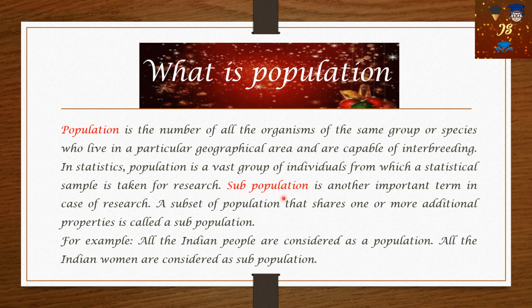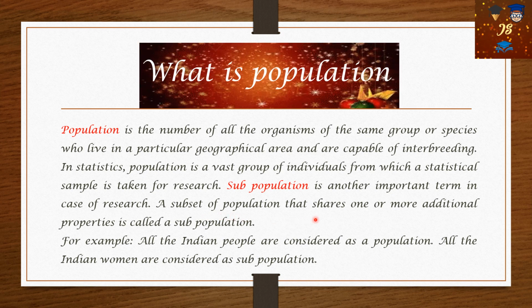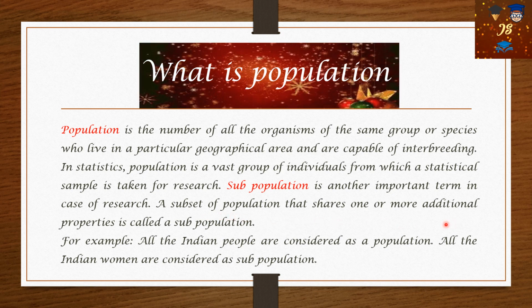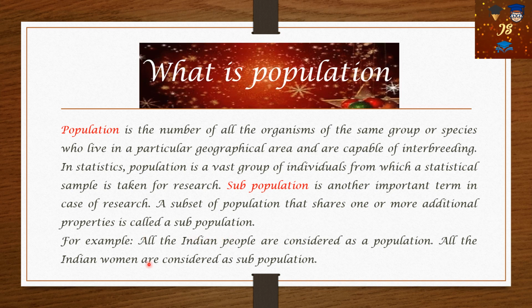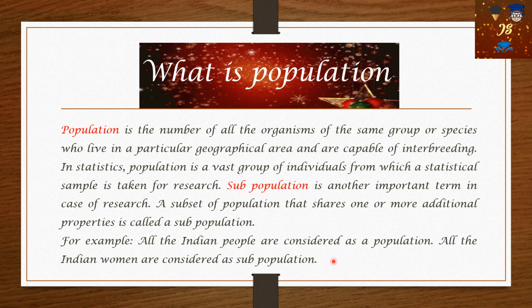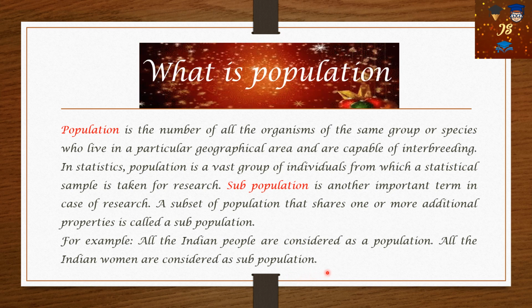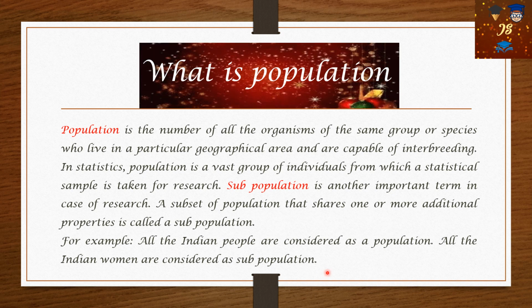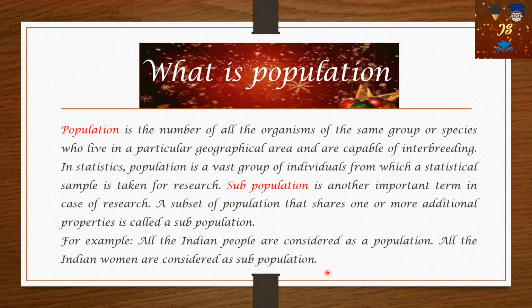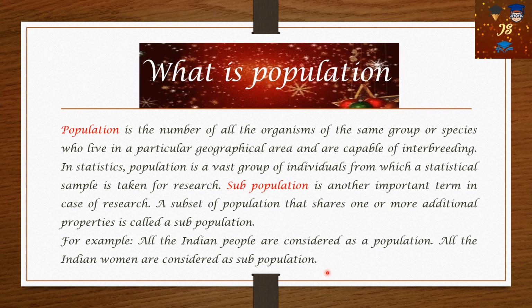Now, subpopulation is another important term in the case of research. A subset of population that shares one or more additional properties is called a subpopulation. Let us see the example. All the Indian people are considered as a population. All the Indian women are considered as subpopulation. Likewise, all the animals in a jungle are considered as the population of the whole jungle. All the elephants of that particular jungle are considered as the subpopulation.